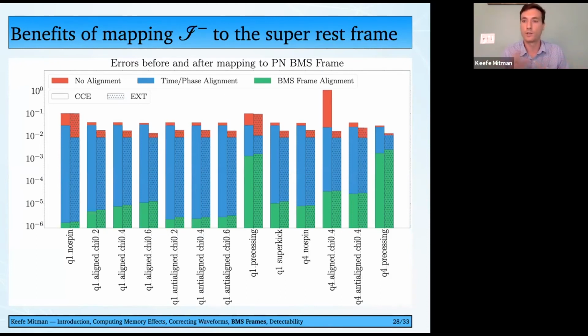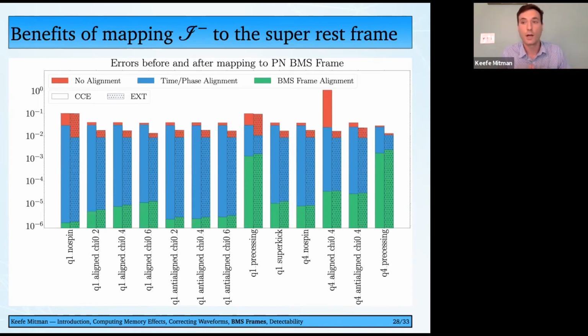In red, this is showing the raw error between the waveforms before we do any kind of alignment. Typically, when people do waveform alignment, they do a time and phase alignment, and that's shown in these blue curves. On average, you see an improvement of about a factor of 2.